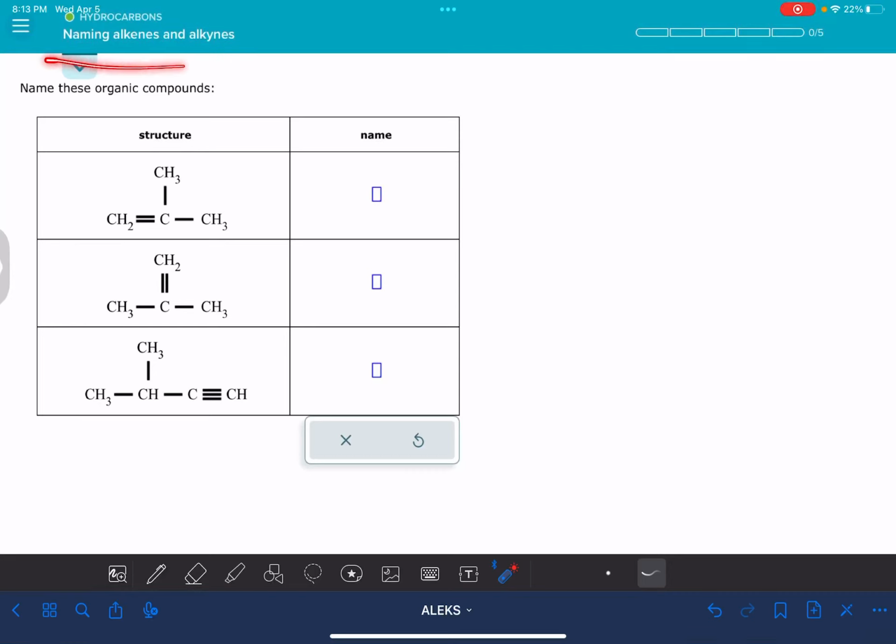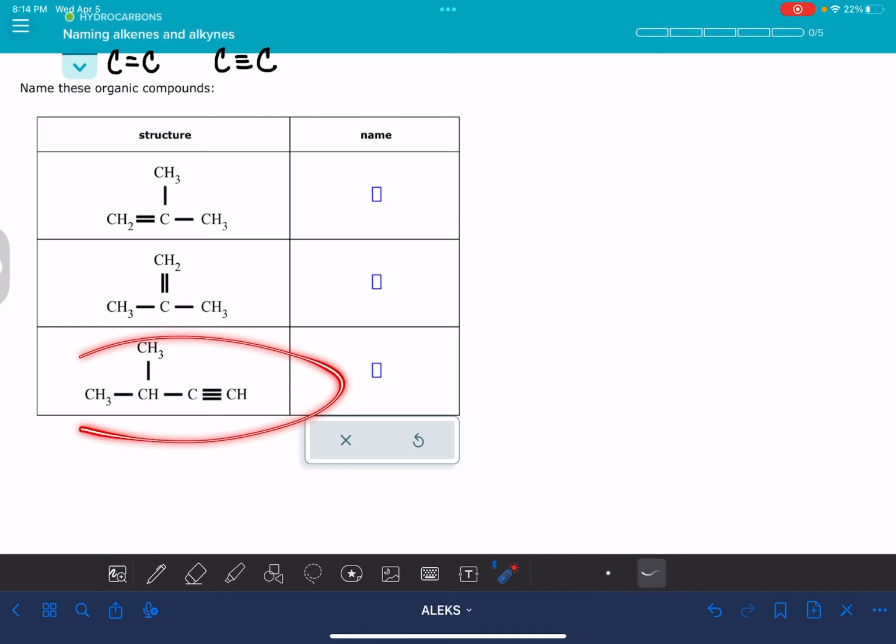In this video, I'm going to work on the ALEKS problem called Naming Alkenes and Alkynes. This problem is going to give us three molecules, a combination of either alkenes, which are molecules that have carbon-carbon double bonds, or alkynes, which are molecules that have carbon-carbon triple bonds. We're being asked to name all three of these molecules.